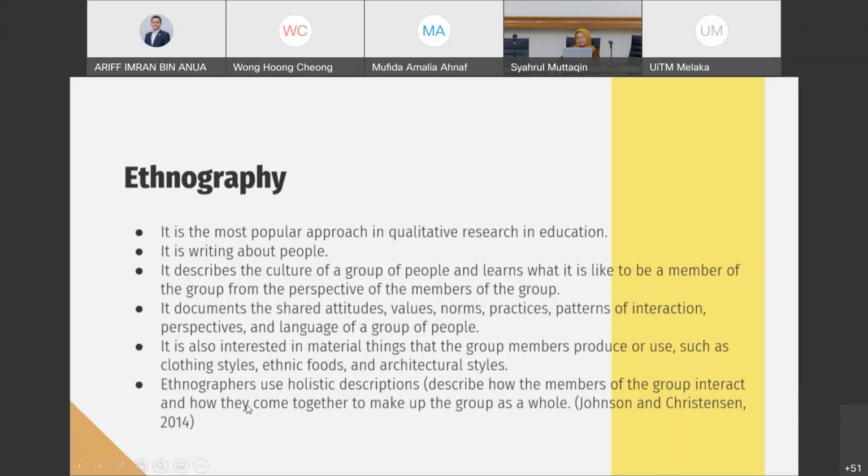The ethnographers use holistic descriptions. It means that they will describe how the members of the group interact and how they come together to make up the group as a whole. For this one, it needs time and, of course, money.